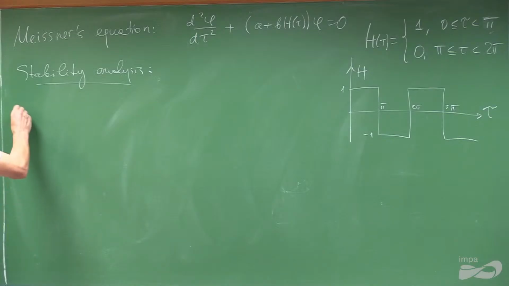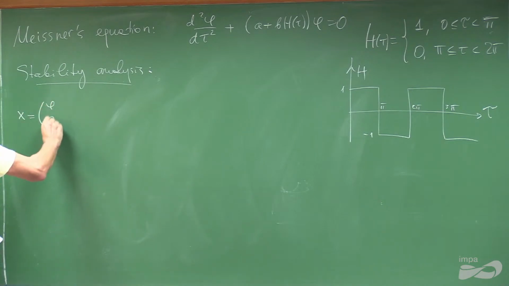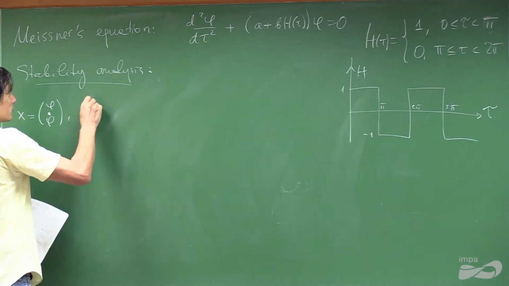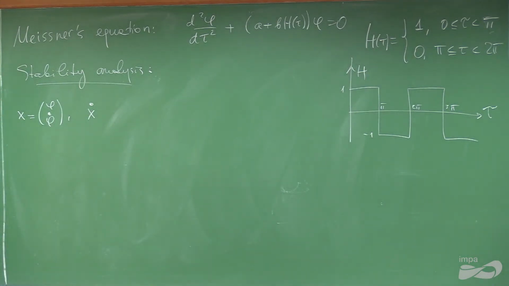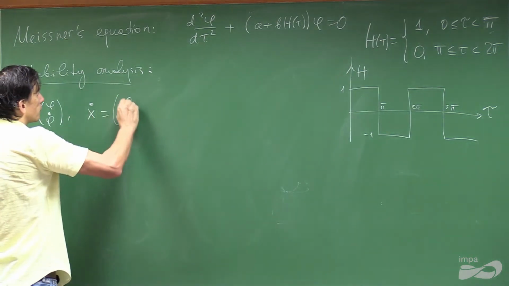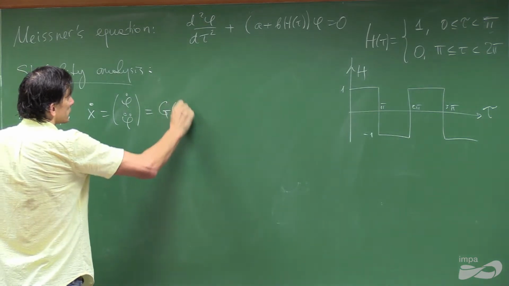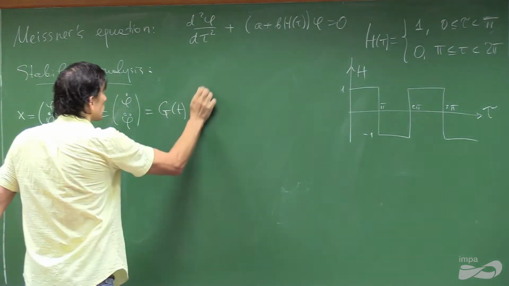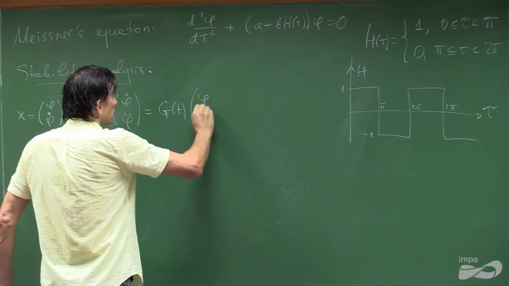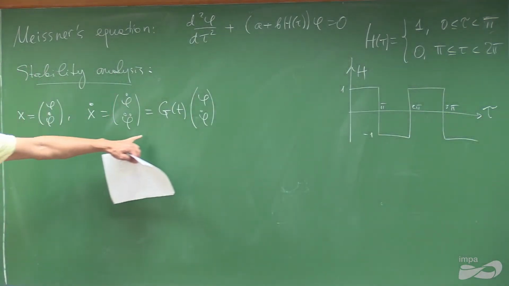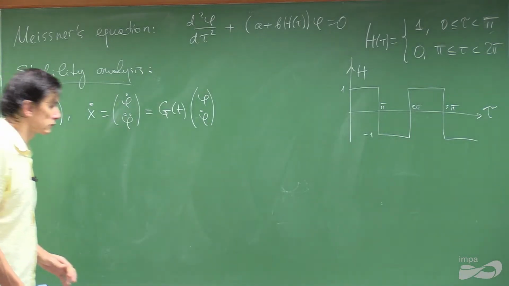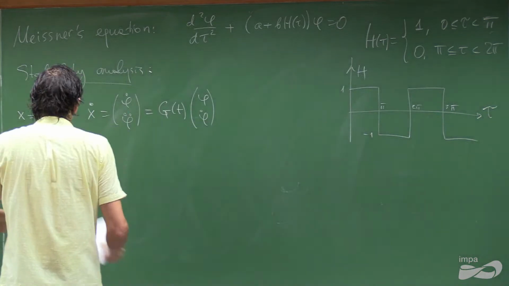So what you have to do is go to the phase space. So consider the vector of the coordinate and velocity. And then we write the equation for the derivative. So the derivative is what? It will be phi dot, phi double dot, right? And this is some matrix times x. So x, remember, is phi and phi dot. So from this, you can find the matrix G.